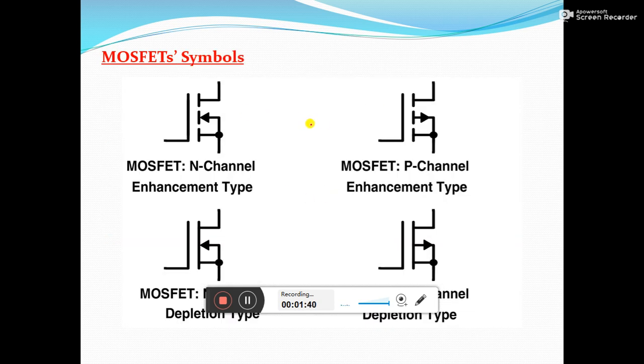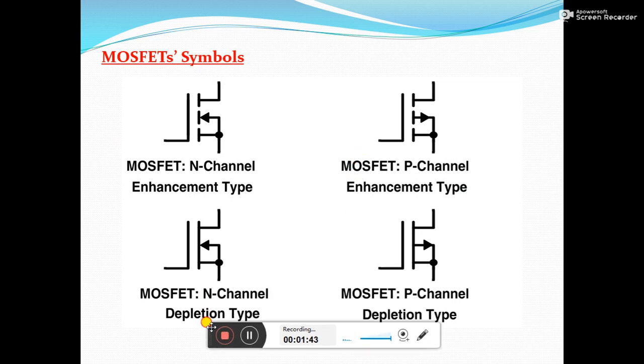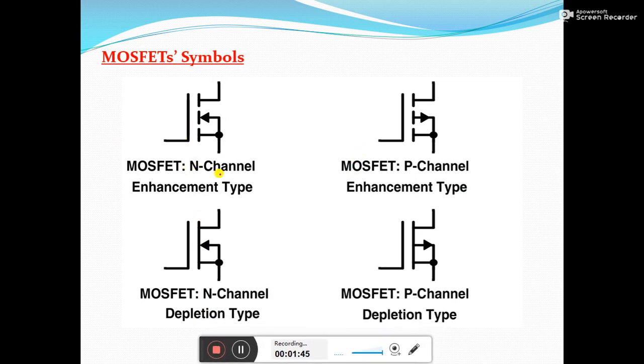So these are the symbols of MOSFETs. Here you can see the MOSFET N-channel. There are four types again. Broadly they are classified into two types: enhancement types and depletion types. In case of depletion types, the channel could be made up of N type material, or it could be made up of P type material. In case of enhancement MOSFETs, again the channel could be made up of N type material, or P type material. Based on that, they are classified into N channel and P channel MOSFETs.